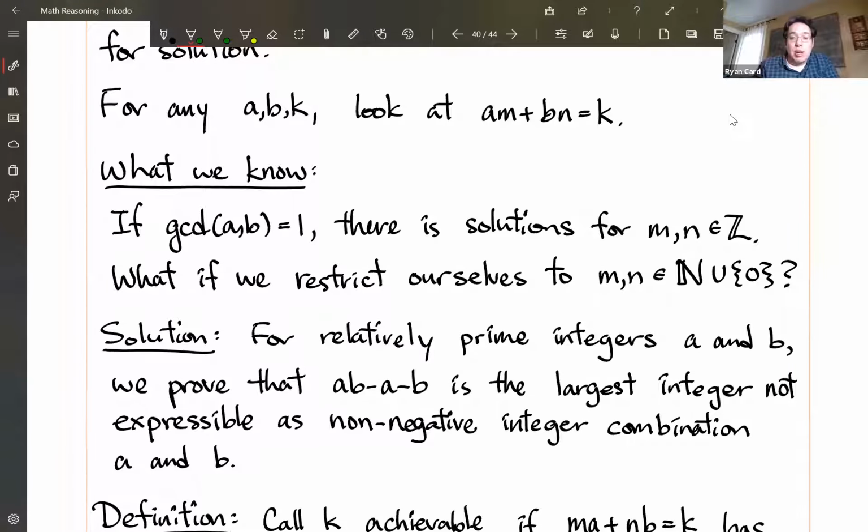All right. So let me just give you the solution right off the bat. For relatively prime integers a and b, the largest number that is not achievable is going to be ab minus a minus b. If they're not relatively prime, then there are infinitely many k's that they cannot achieve. But in that situation, you can divide by the GCD and get a relatively prime version of the same problem. So if it can be solved, this will be the largest integer that's not solvable, and anything above it has a solution.